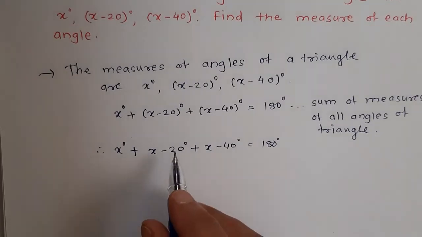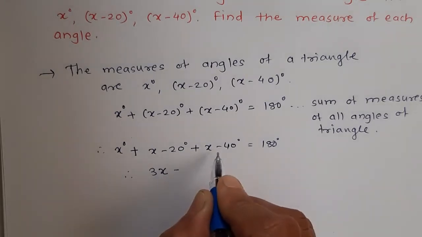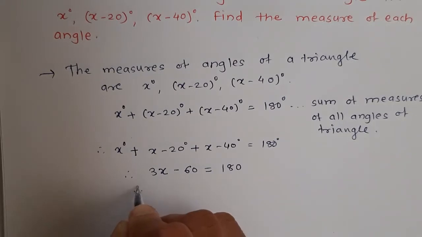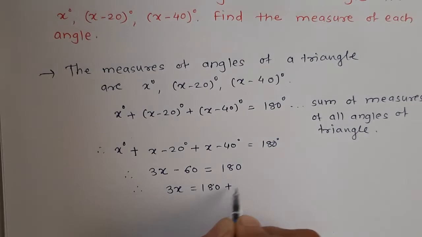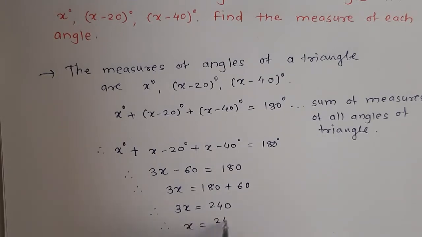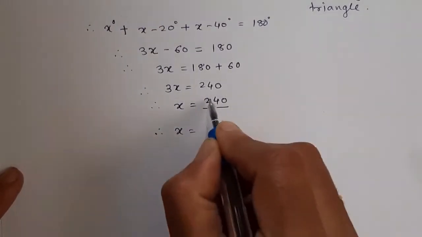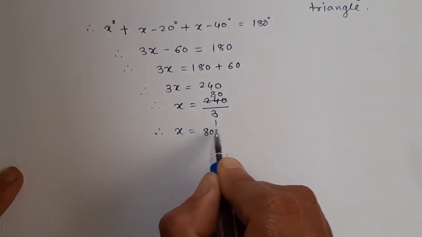Now x plus x plus x, that means 3x. Here minus 20 minus 40 means minus 60, equals 180. Now we are shifting minus 60 to the right-hand side. So we'll get 180 plus 60. Therefore 3x equals 240. That means x equals 240 divided by 3. Therefore x equals, now 3 ones are 3, 3 eights are 24 and this 0. So x equals 80 degrees.